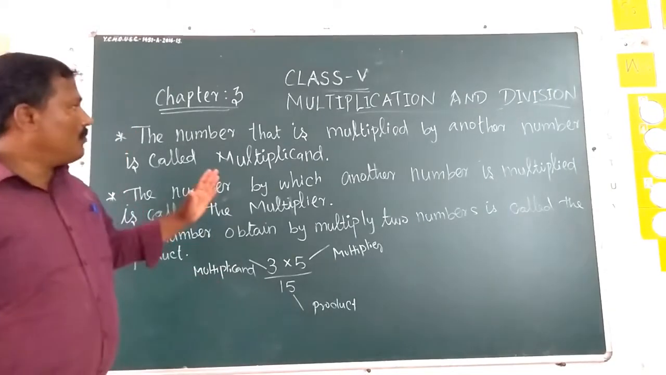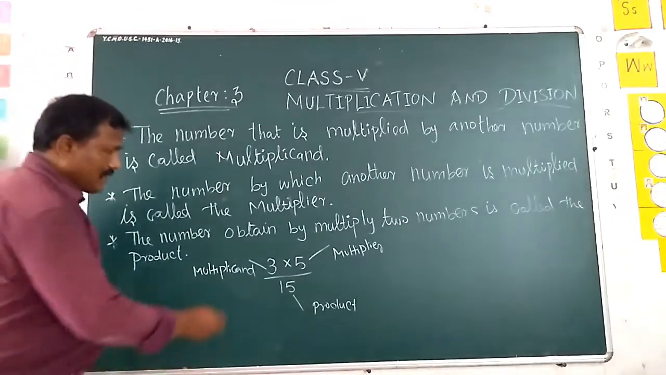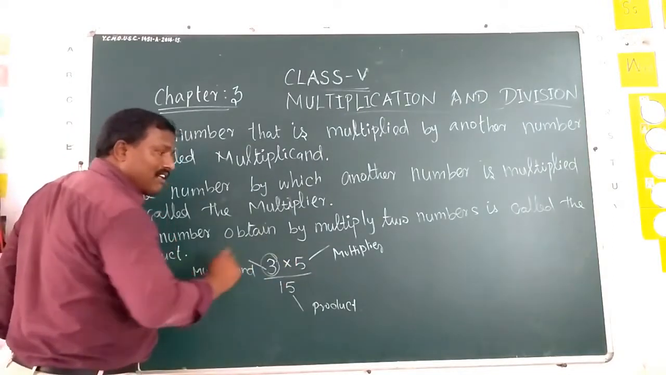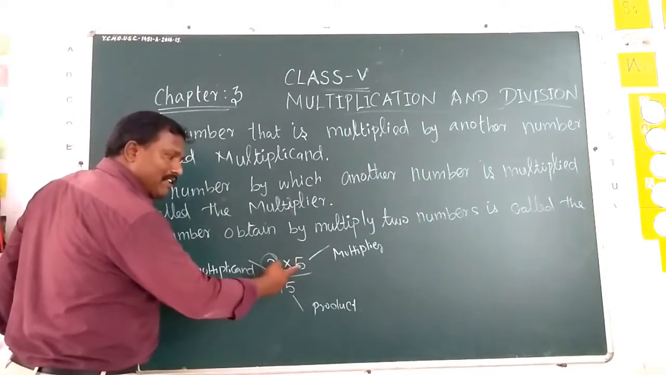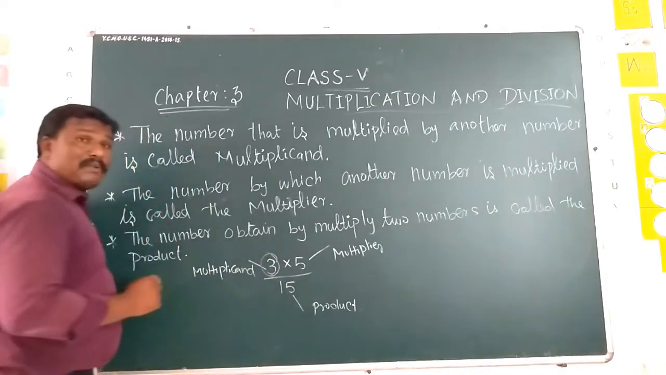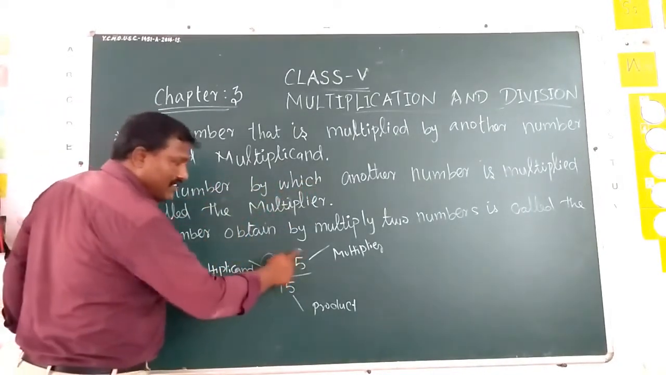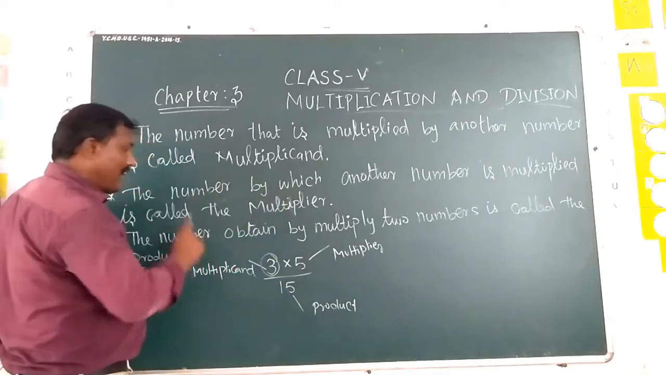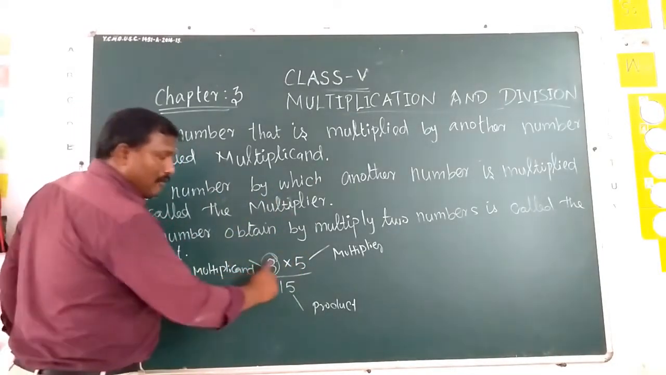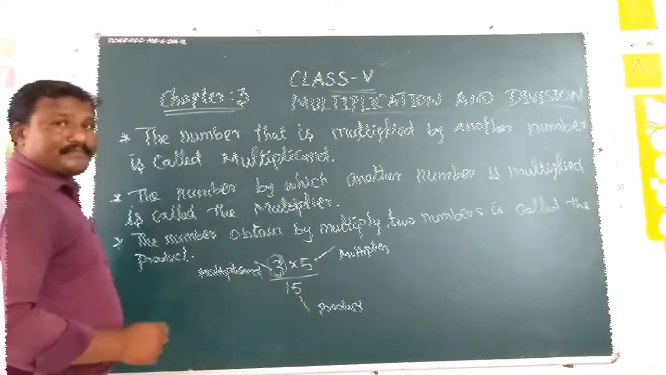Again I will repeat: the number that is multiplied by another number. So 3 is the number I am going to multiply by another number, that number being 5. That's why we call it the multiplicand. The number by which another number is multiplied, this number I am going to multiply now, so that's why we call it the multiplier. If you multiply both numbers, we get an answer that we call the product.